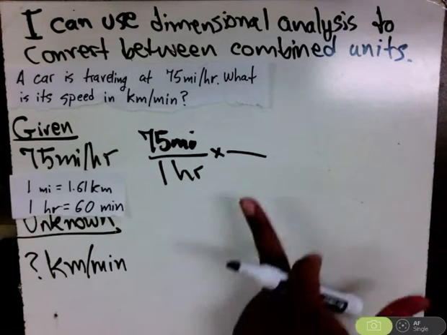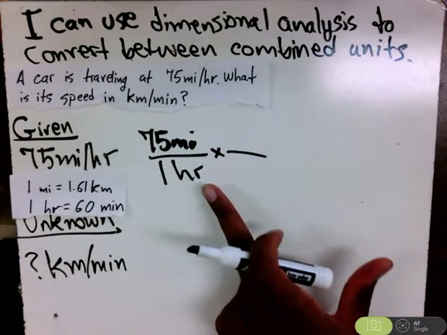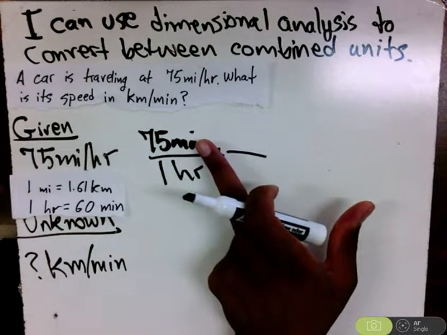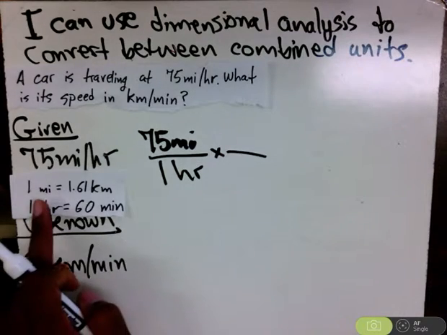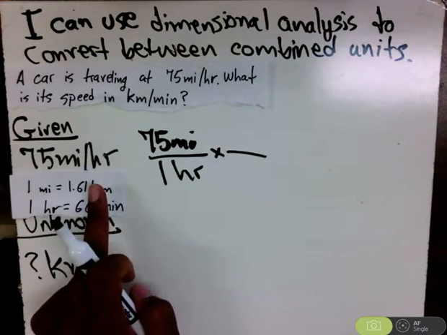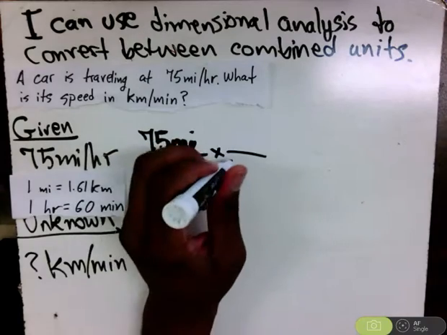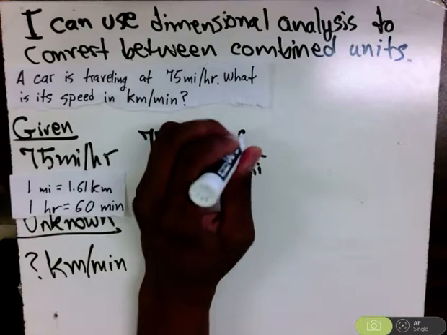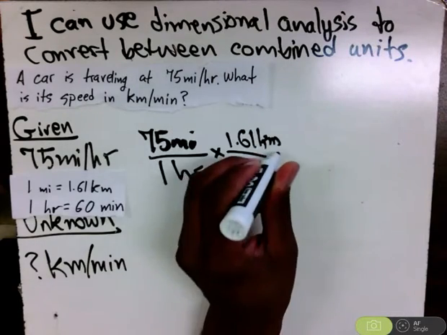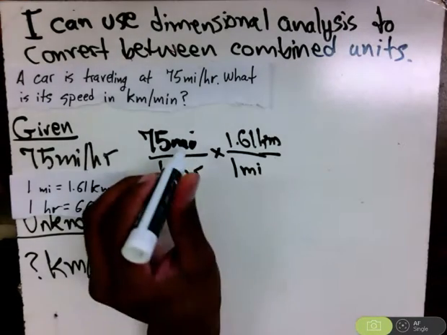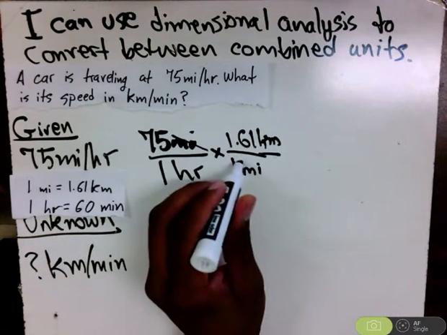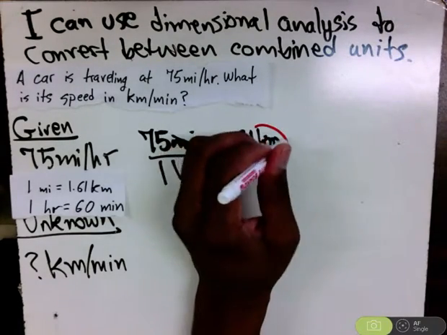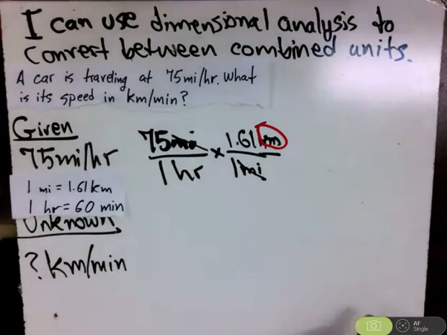Do we want to start with miles first to convert, or do we want to convert hours first? Let's just start with miles first. We want to convert miles to kilometers using this relationship. I have miles on top, so I want to make sure my miles is on the bottom. 1 mile, and I want to have 1.61 kilometers on top. So my miles will cancel. This cancels. That cancels. What do I have left? I have kilometers left. That is the unit that I have left.